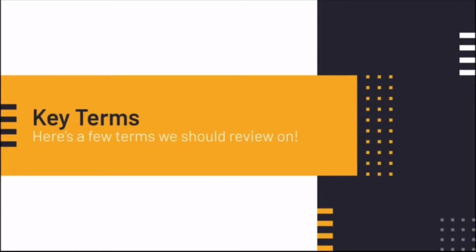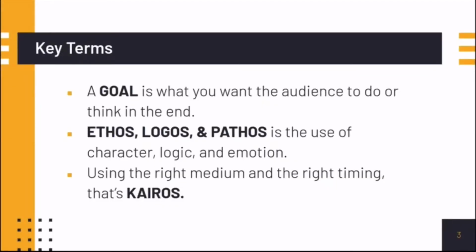So, a few key terms to hit on before we go into the main points. A goal is what you want the audience to do, the action you want them to take, or what you want them to think in the end, what you want to persuade them to do. Ethos, logos, and pathos is the use of character, logic, and emotion in that order. Ethos is character, logos is logic, and pathos is emotion. And using the right medium, so the right device, and of course at the right timing in the right scenario, that is Kairos, I think is how you say it.